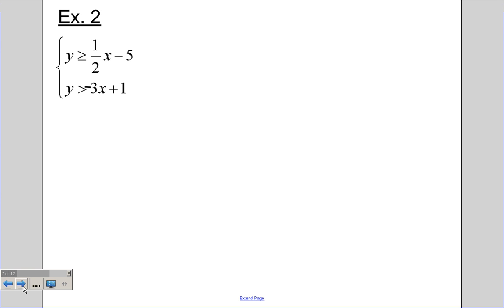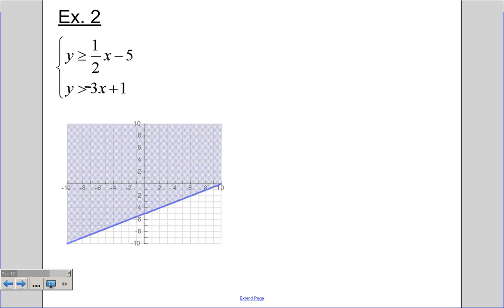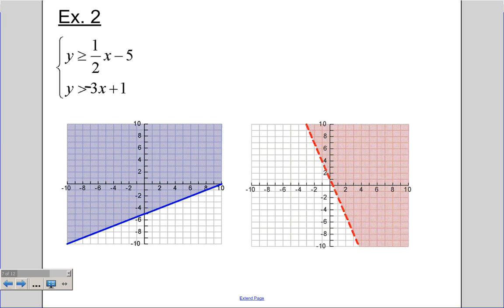Okay, let's try the second one. I have y is greater than or equal to 1/2 x minus 5. And the graph looks like this. It's shaded above. The line is solid. Our second one, y is greater than -3x plus 1. Here we have a dashed line shaded above, and we have -3x plus 1.